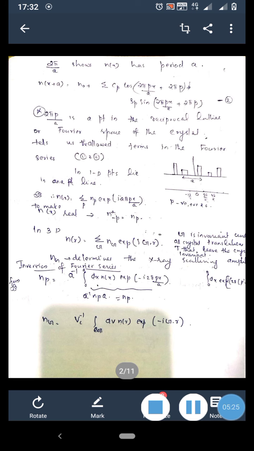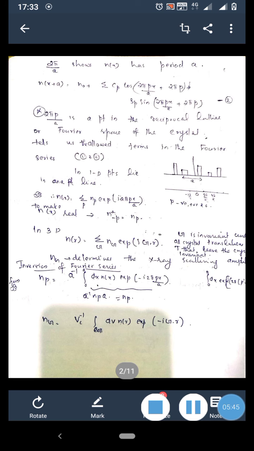Then the first value is 2 pi by a, the second value is 4 pi by a, and in the negative case it will be minus 2 pi by a, etc. So in one dimension you can mark those points on the figure. It is marked like this: 0, 2 pi by a, 4 pi by a, etc.